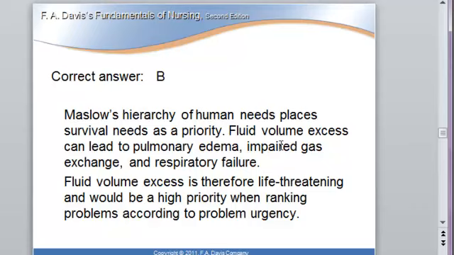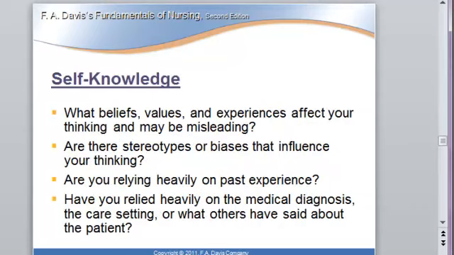And you can go back to page 65 and look. It places needs as a priority. Fluid volume excess can lead to pulmonary edema, impaired gas exchange, and respiratory failure. So fluid volume excess is therefore life-threatening, a high priority when ranking problems according to the problem urgency. So you have 2 things that you can go by when you're trying to prioritize on questions, on testing, and in clinical situations.